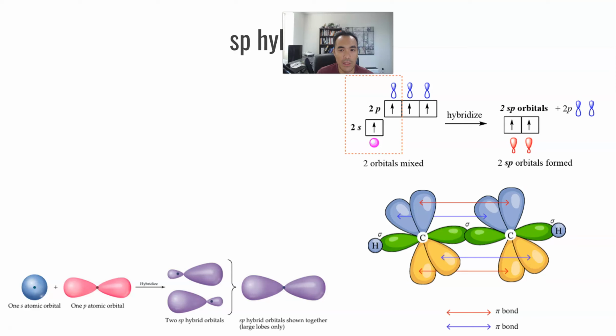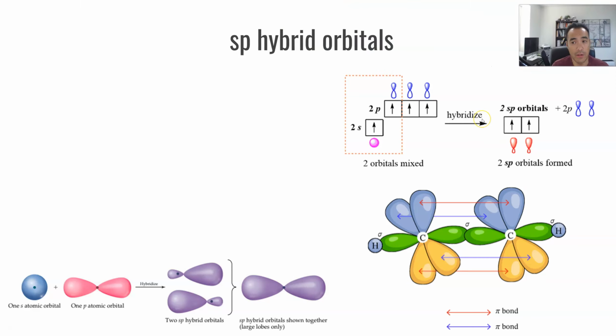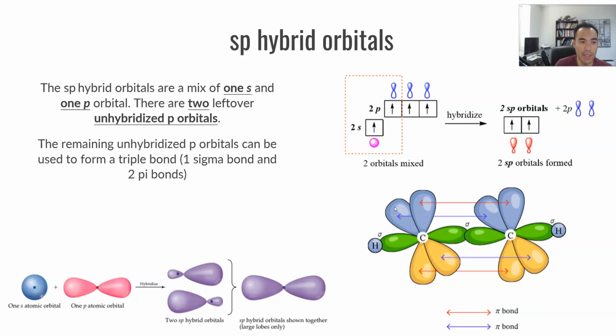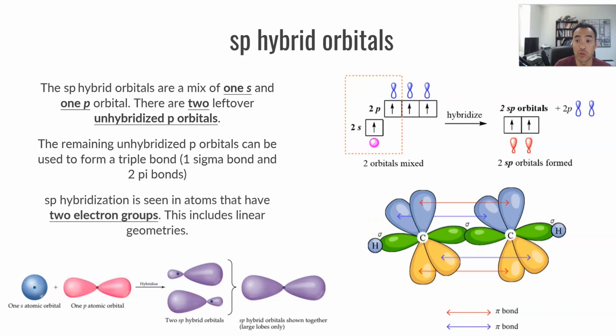All right, sp orbitals are going to be very similar to sp2. The only difference is we're probably going to have only 2 things attached. The example here is you're going to have 1 s and 1 p with 2 leftover unhybridized p orbitals. The remaining p orbitals can form a triple bond, 1 sigma and 2 pi bonds. And you're also going to see 2 electron groups, and usually you're going to find them in linear geometries.